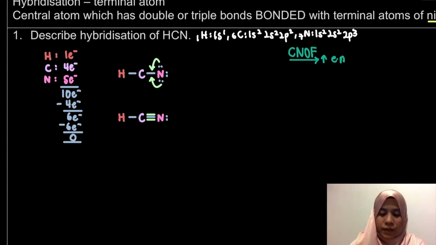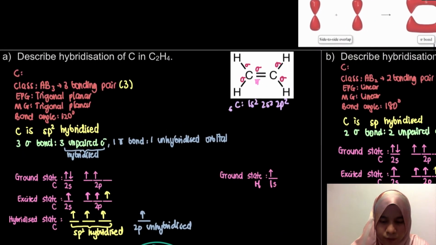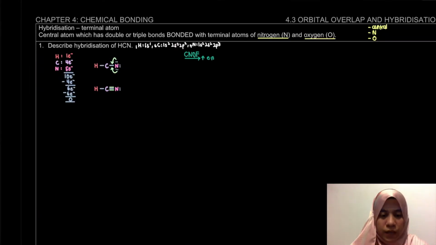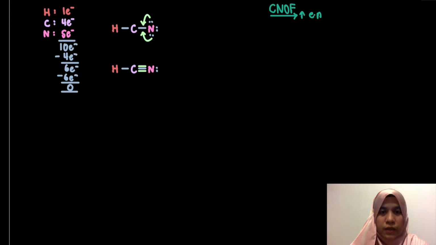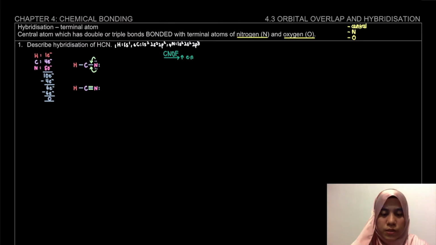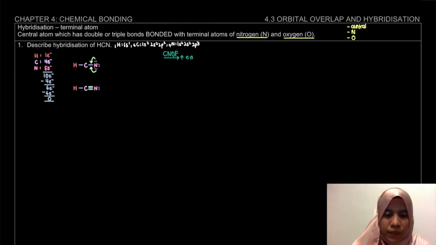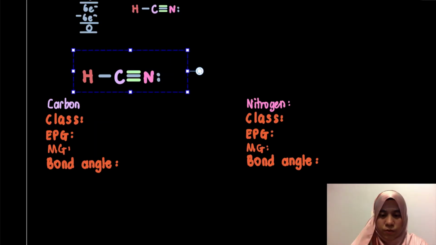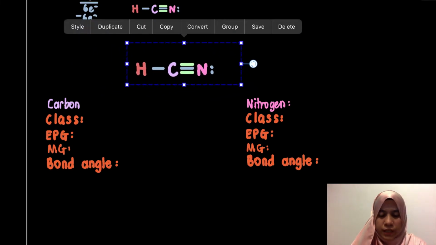The next step yang kita akan buat is actually we have to determine the class. What is the class? What is the electron pair geometry? What is the molecular geometry and the bond angle? Okay, dalam case ni, what happen is that previously we were only concerning ourselves with the central atom. Tapi for this case, you know that you have to hybridize carbon and nitrogen kan? So you have to write down your class, yang EPG, MG tu, for both of our carbon and nitrogen.